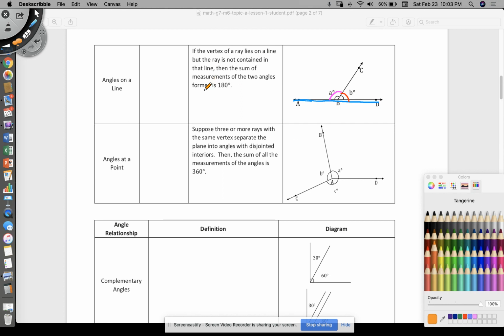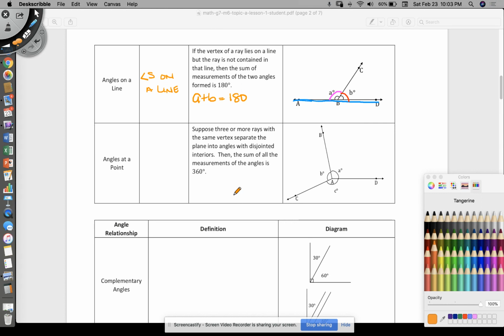But for here, we're just going to say that if I take A and I add it to B, I get 180 degrees. So we would say, for an abbreviation, if we were writing this quickly, we would say angles, angle and the S means plural, on a line.